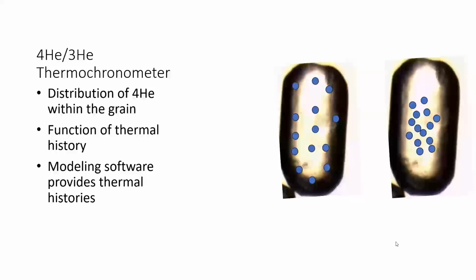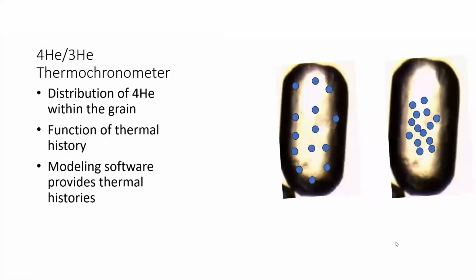So I'm just going to go over this briefly as well. But I like this little illustration that I made because the helium-3 thermochronometer uses the distribution of helium inside of the grain instead of just the bulk amount. So if you look, let's say the blue dots are helium inside of the grain. These two would have the same amount of helium, so they'd give you the same uranium, thorium, helium date, but they have different cooling histories because of how the helium is distributed within the grain.